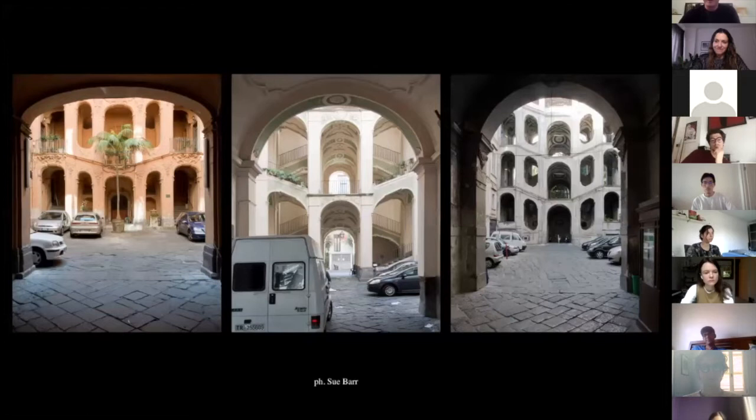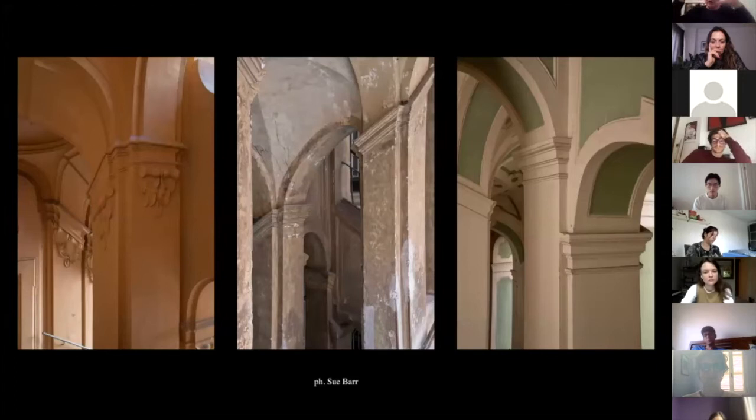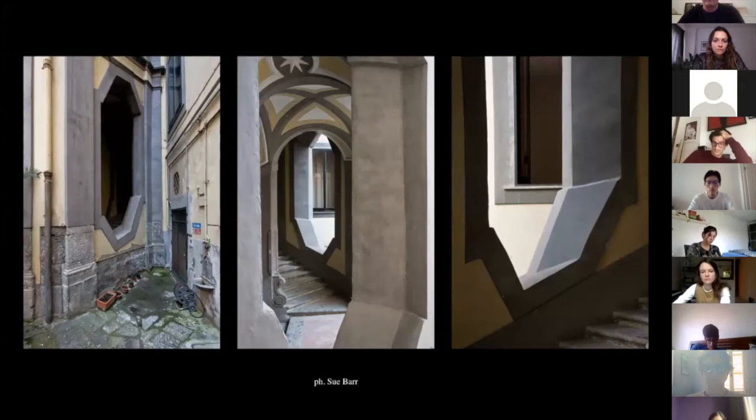We created matrices of details to observe, for example, how the general arrangement of the stair affected the way in which the precise detailing of the moldings and the pilaster capitals were developed within the stairs. So how each of these elements is distorted and how each architect distorts them slightly differently. The detailing of openings, in this case within a single building, from inside, from outside, as you walk up the stairs and so forth.